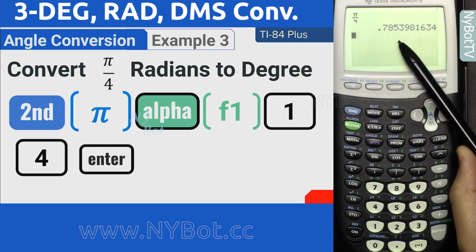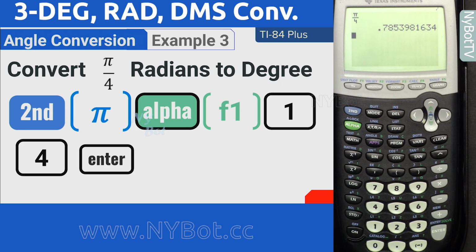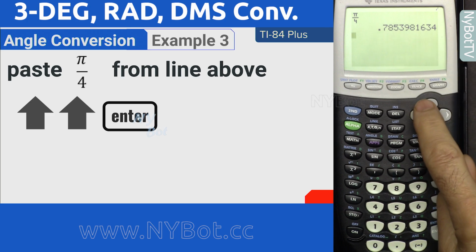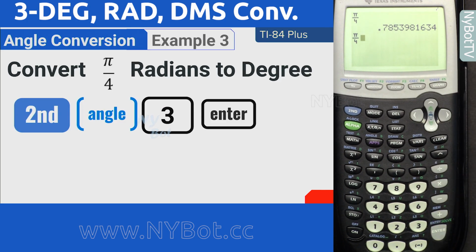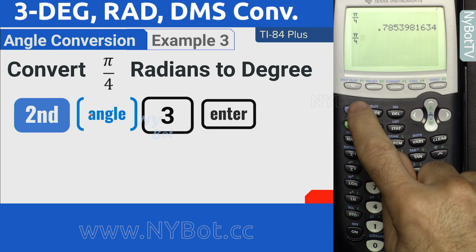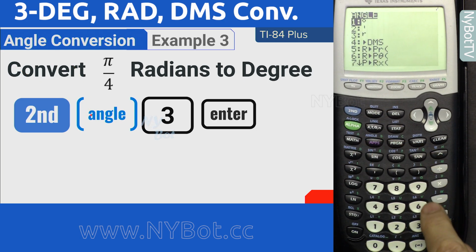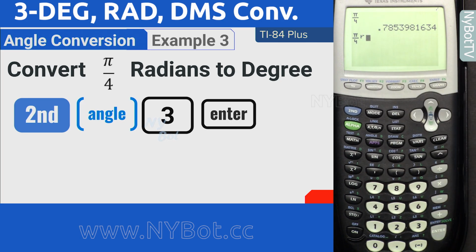That's incorrect because it should be 45 degrees. Paste that again, go up and up, enter. It brings it. And then let's press second function, angle, this time 3. So we brought R, which means radian, and press enter. Now we got the correct answer.